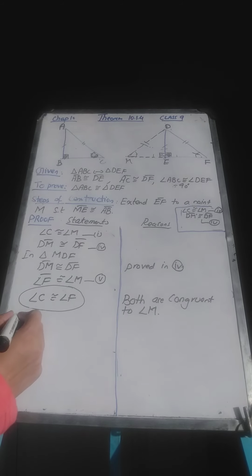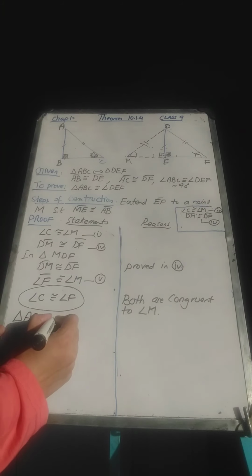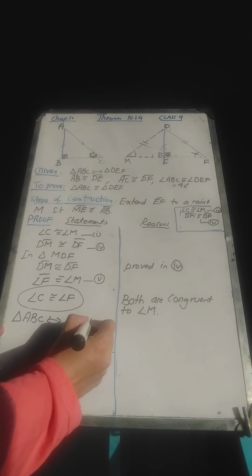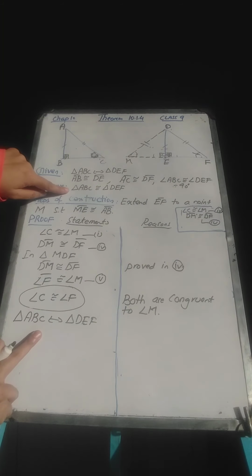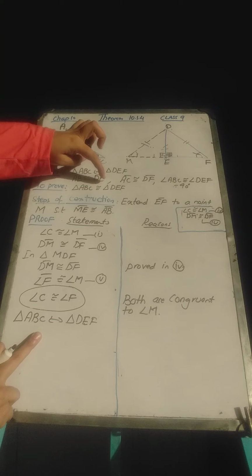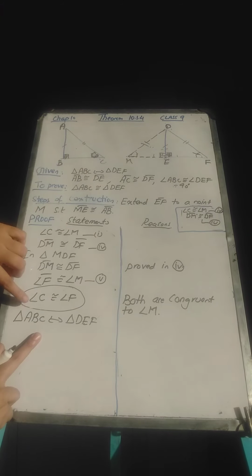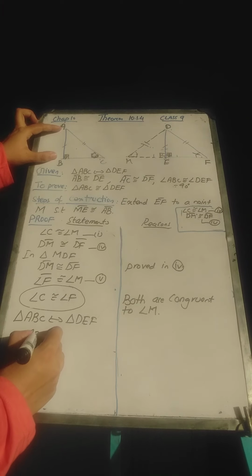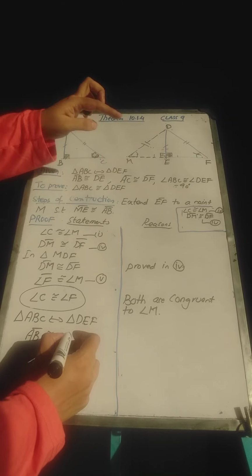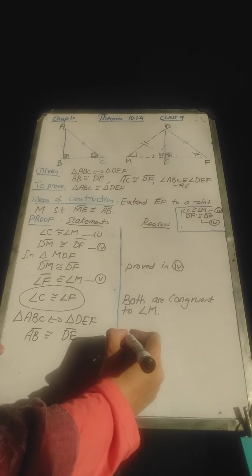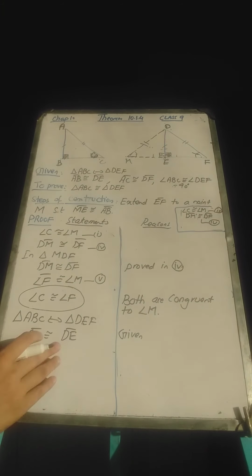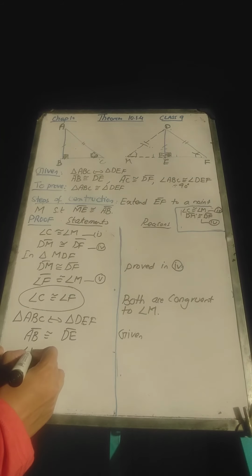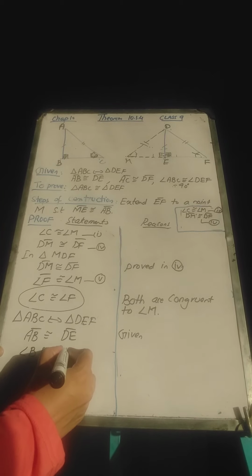Taking the correspondence between triangle ABC and triangle DEF. These were the triangles that we needed to prove: triangle ABC congruent to triangle DEF. This is what we needed to prove. So now we are at the final step. We have got enough material to apply the SAA postulate. So now taking this side, AB is congruent to DE. It was given to us. And we were also given that angle B is congruent to angle E.